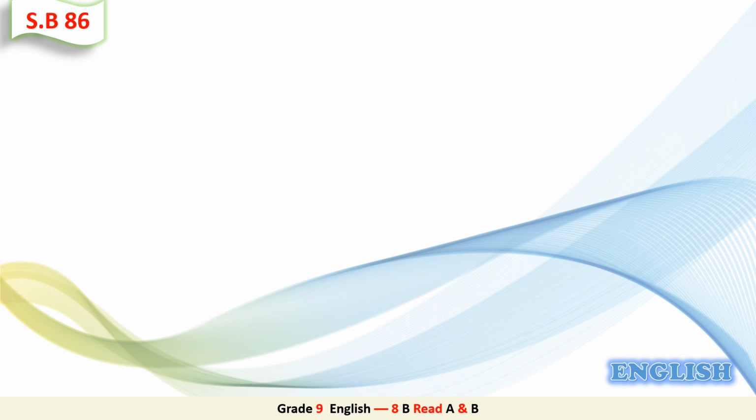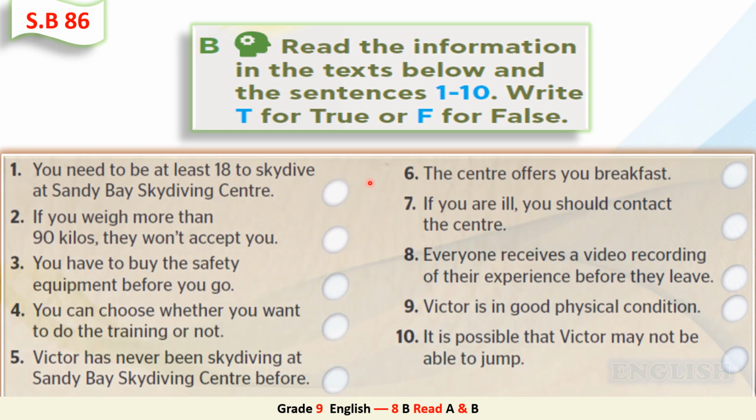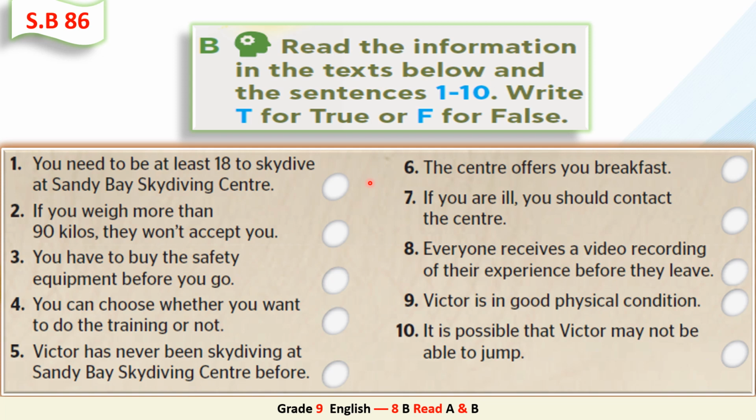Again, students' book, page 86. And now let's go to task B. Read the information in the text below and the sentences 1 to 10. Write T for true or F for false. So what you are going to do now is to read the texts again. Then we are going to decide whether each of these sentences is true or false.